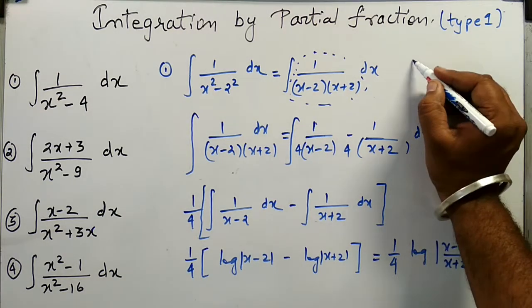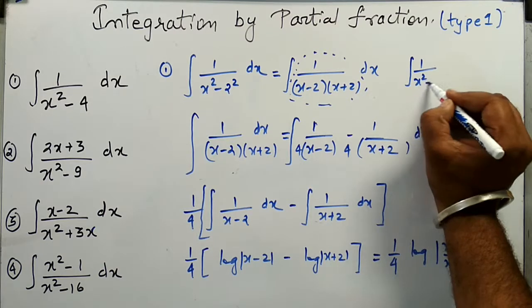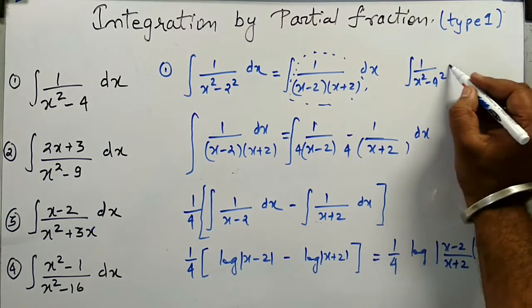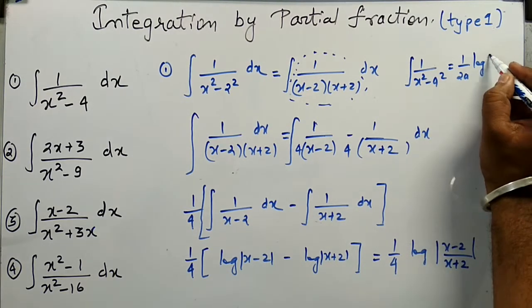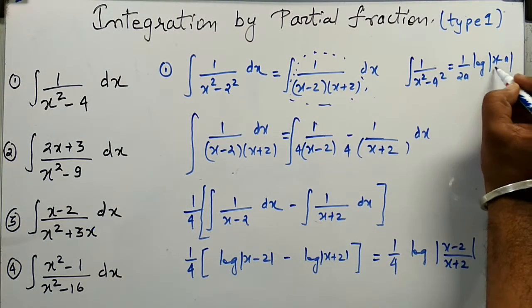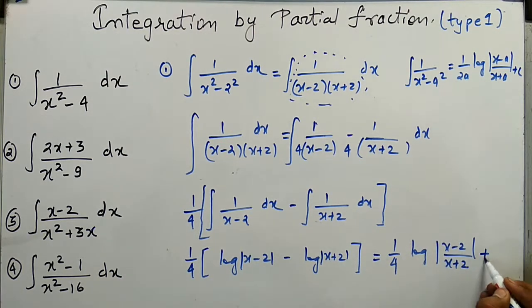We can also write this as a formula. If we have an expression like this, 1 by x square minus a square, it will be equal to 1 by twice of a log of x minus a by x plus a plus c. Here you can also write plus c.